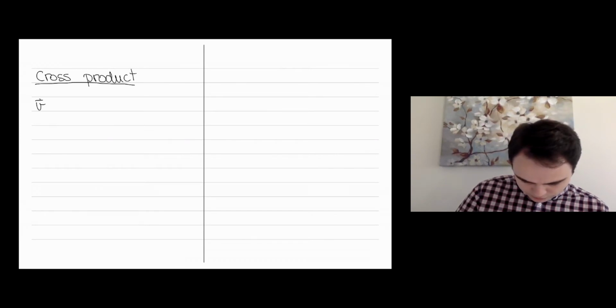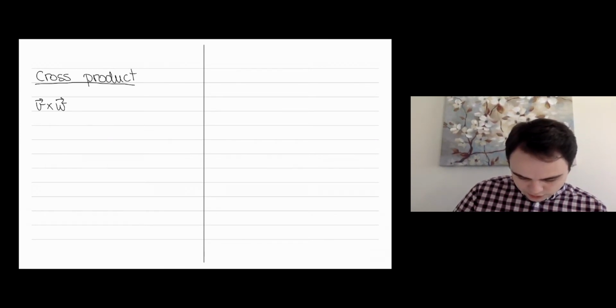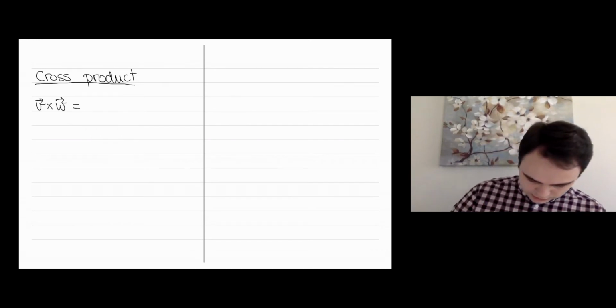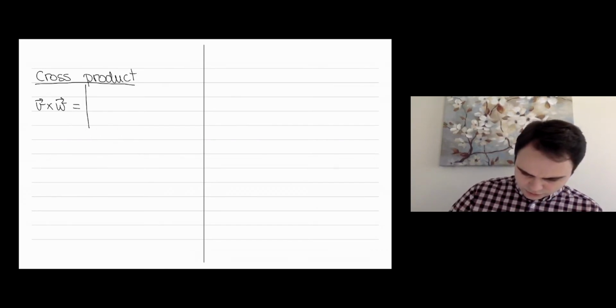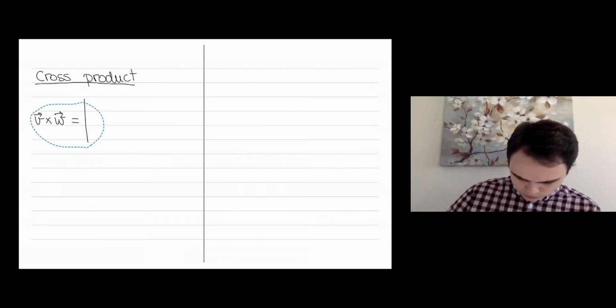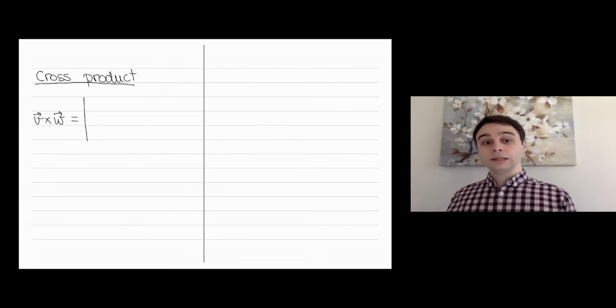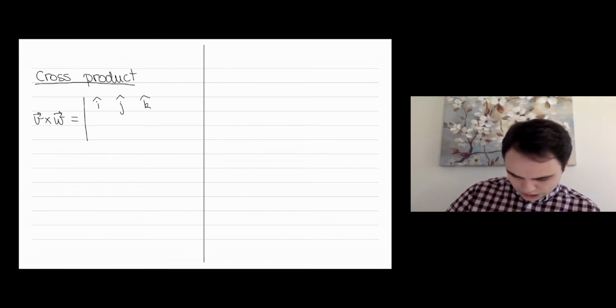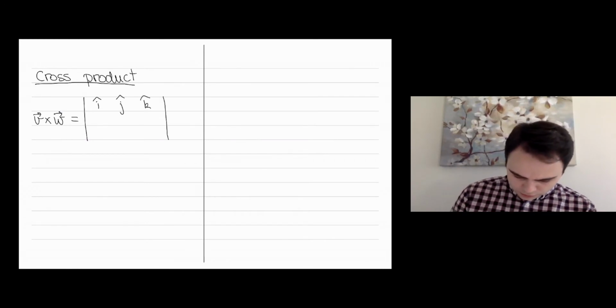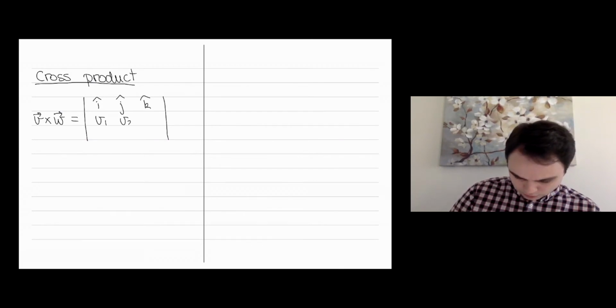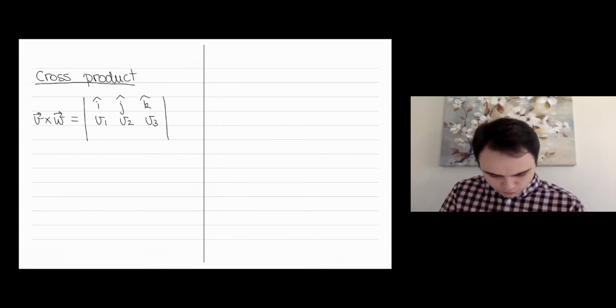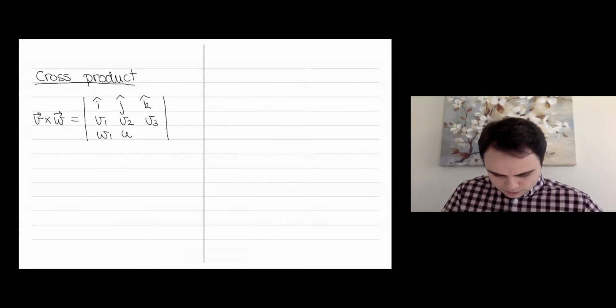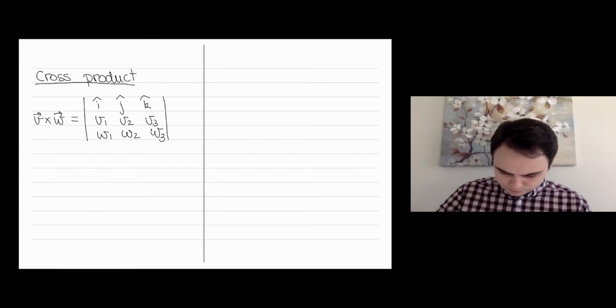So if I have two vectors, v and w, the cross product of v and w is computed using this funny determinant. Let me give myself some room. It's sort of an illegal determinant, illegal because in the top row, instead of numbers, you have the standard vectors i, j, and k. On the second row, you put the components of the first vector, v1, v2, and v3. In the third row, you put the components of the second vector, w1, w2, and w3.